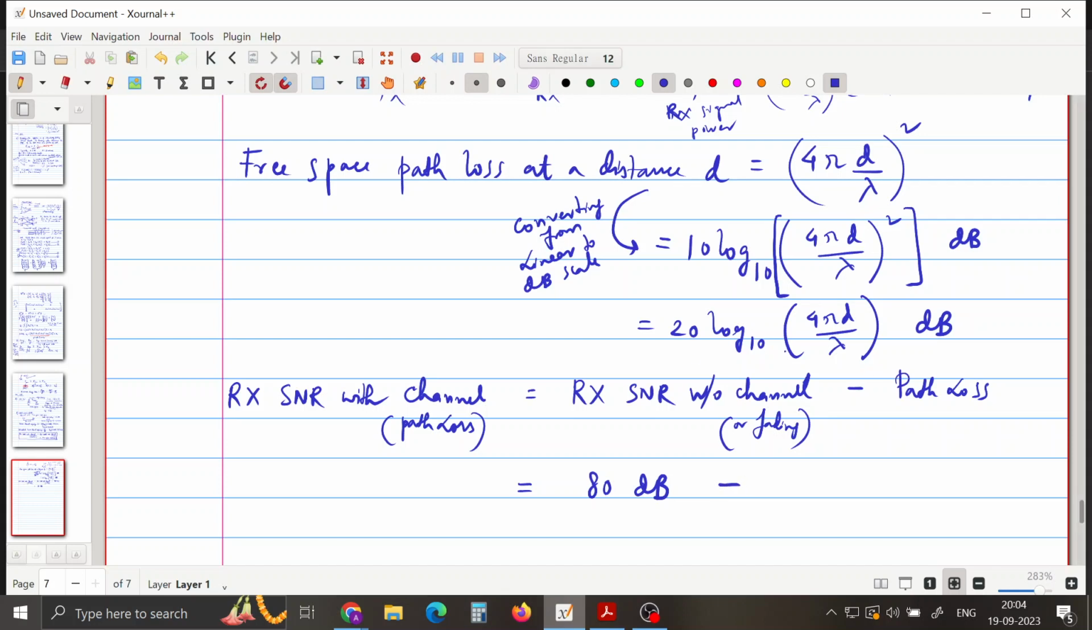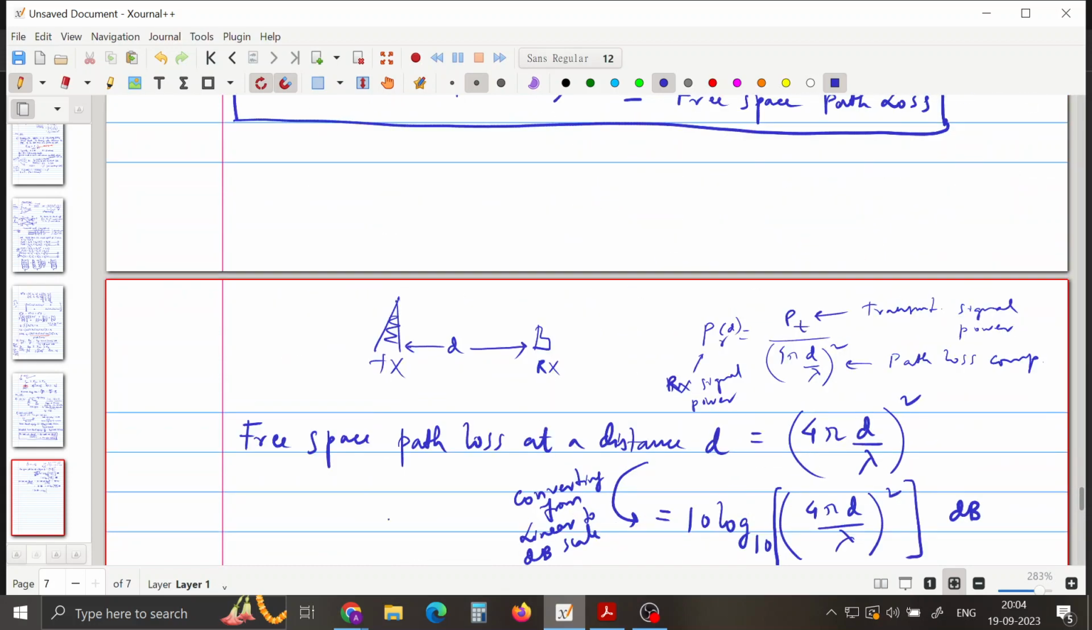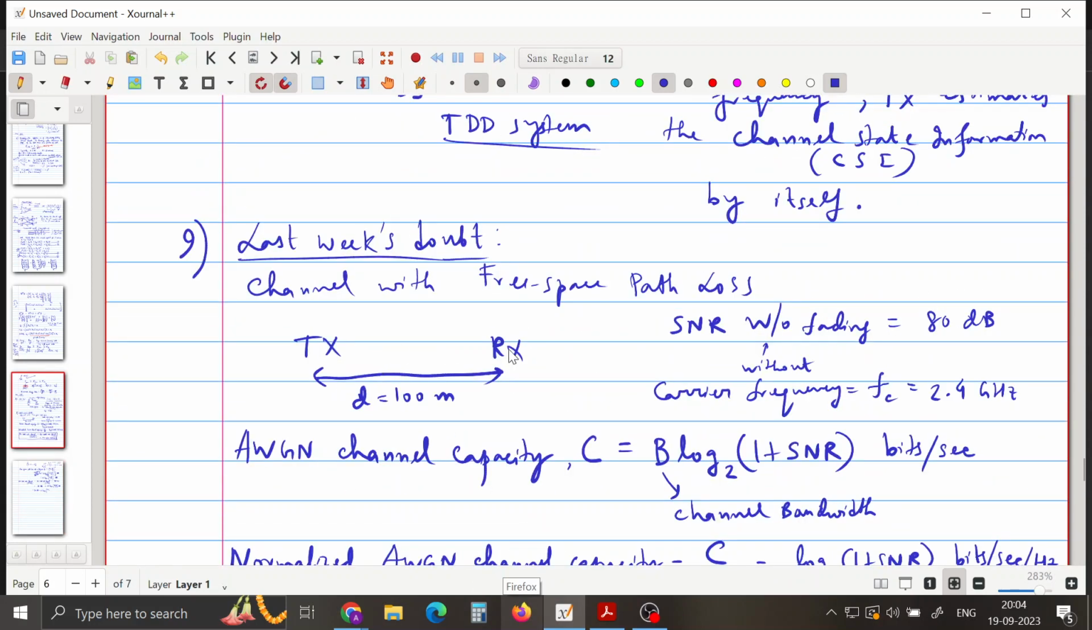And what is the path loss in dB? We just calculated above. It is 20 log base 10 of 4 pi d by lambda, this much dB. So this is 80 dB minus 20 log base 10 of 4 pi into distance. What is the distance? Go back to the question, or actually I have drawn the diagram also. Between the transmitter and receiver, the distance is 100 meter, d.